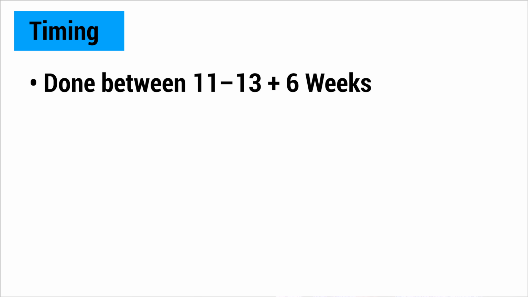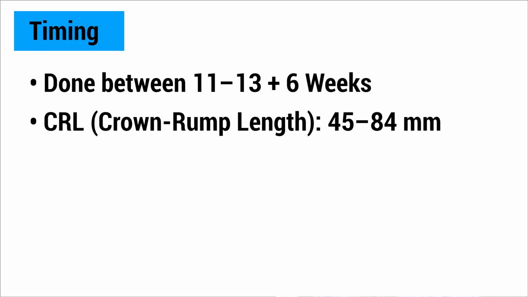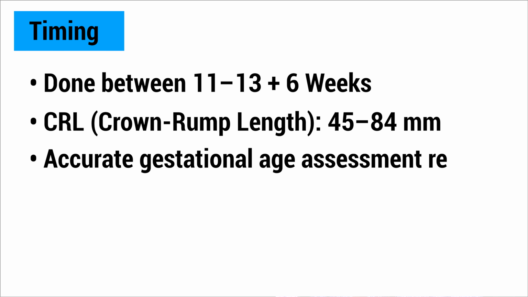So the crown rump length has to be 45 to 84 millimeters in length. That is the fetus length from crown to rump. It has to be 45 to 84 millimeters. And an accurate gestational age assessment is very much required. So usually this NT scan is done during the dating scan.